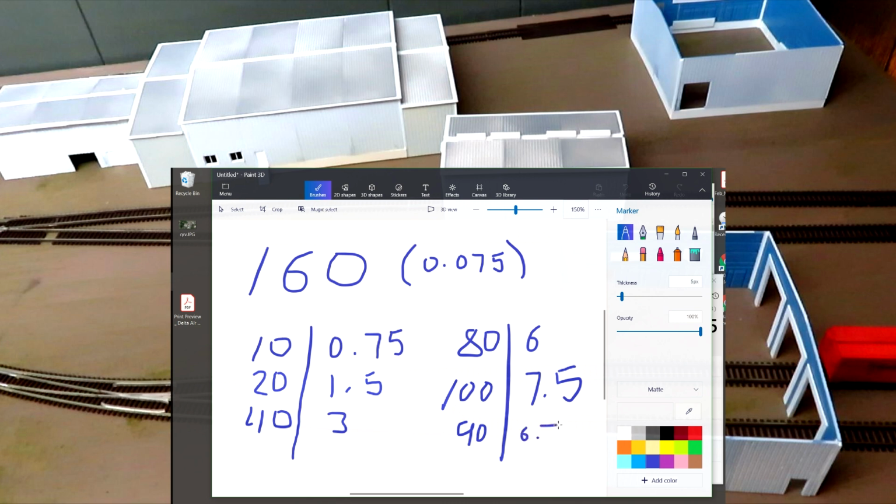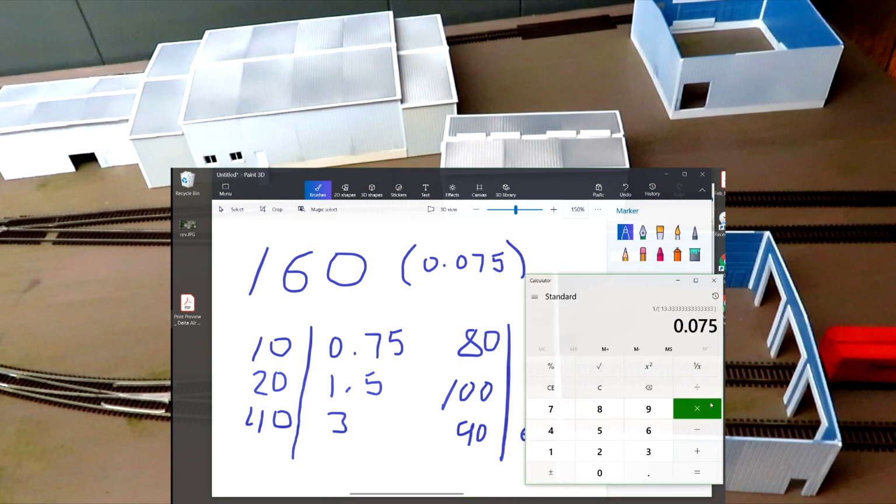or just get a calculator out, and if you said you had a building that stretched 150 feet, multiply that by 0.075, and it gives you 11.25 inches. And there you have it. That's how we do our N scale conversions in order to get how many inches of layout are going to be taken up by prototypical feet.